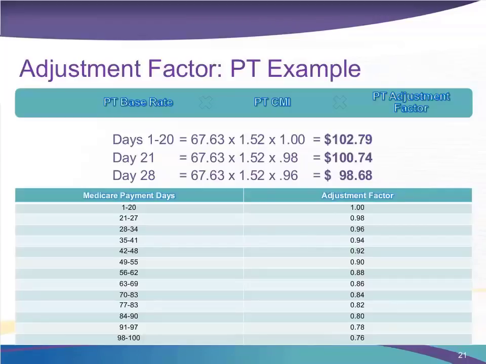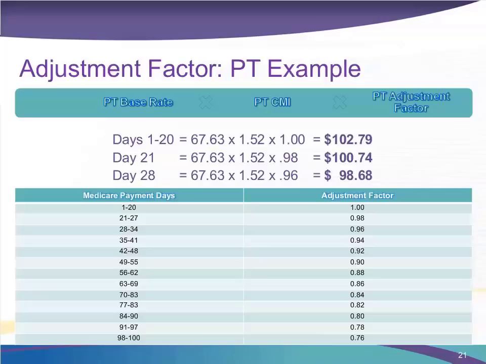On day 21 and every 7 days thereafter, it's going to drop 2% for your rate. Again, the chart's below. So you've got your base rate times your CMI times the adjustment factor that's listed. On day 21, we multiply it times 0.98. On day 28, we multiply it times 0.96.